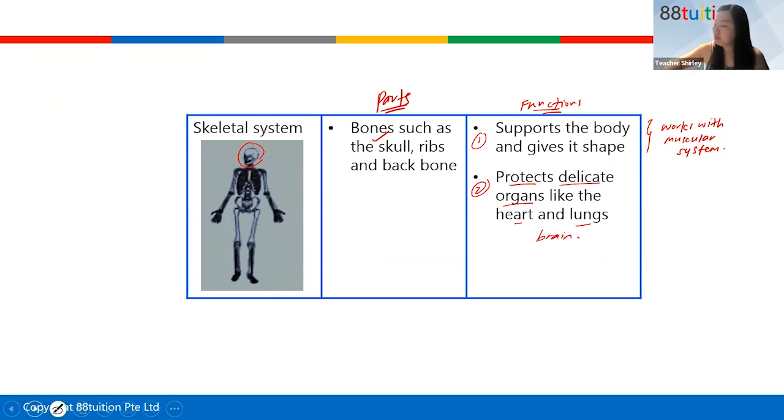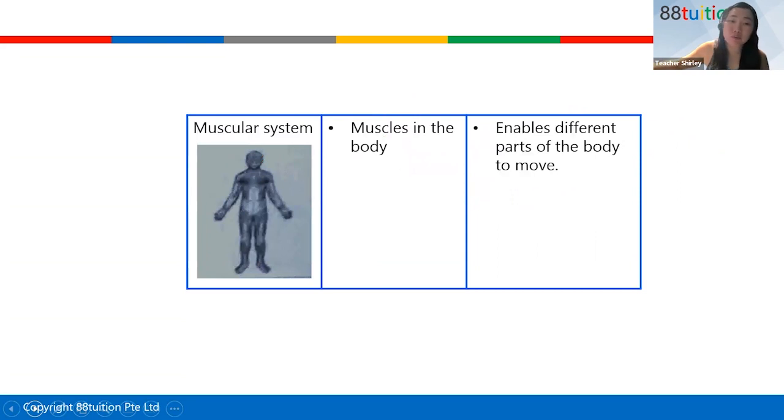Just now as I was saying, something works with the skeletal system, which is your muscular system. These two systems actually work together very well. The muscular system, of course, is made up of muscles. The different parts of the muscular system are made up of muscles, and the function is to enable parts of the body to move. It basically works together with the skeletal system to make it happen.